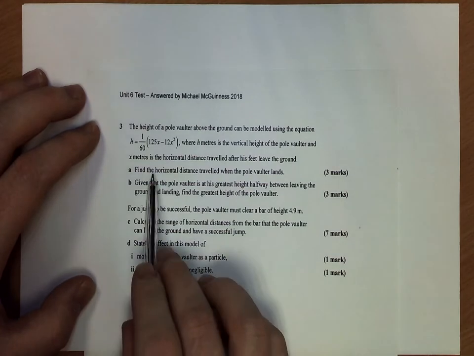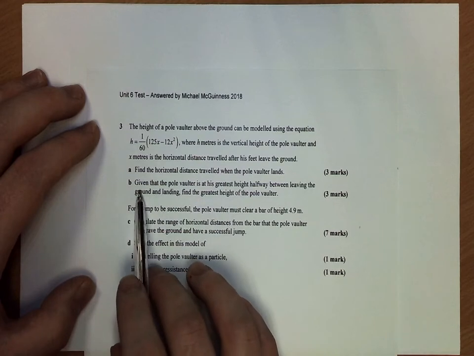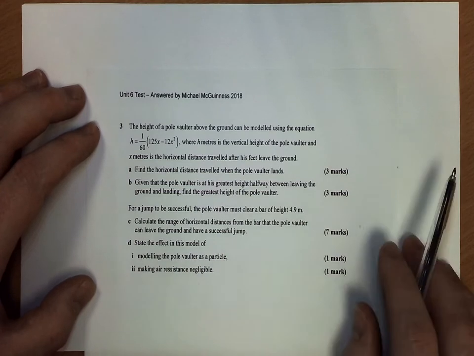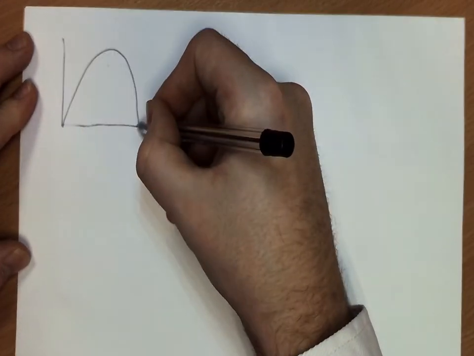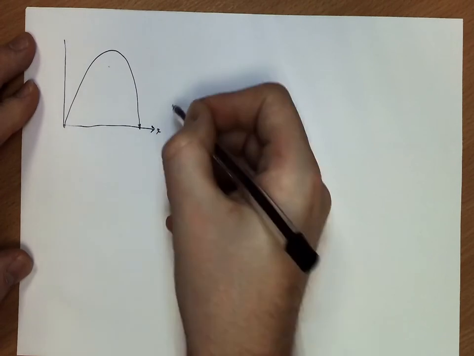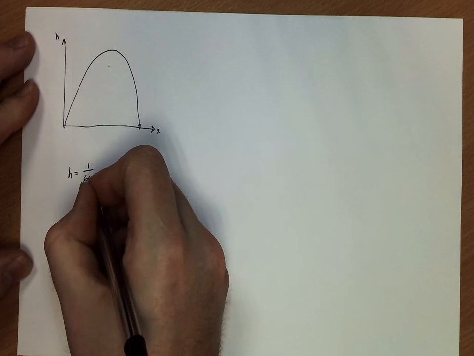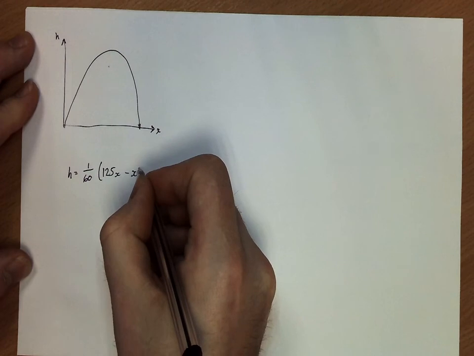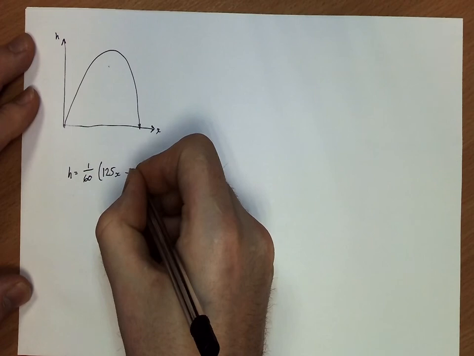So we want to find the horizontal distance for when the pole vaulter lands, and we are told, given the pole vaulter is at his greatest height halfway between leaving the ground and his landing, find the greatest height of the pole vaulter. So very similar to the usual questions, I'm going to draw a picture of what we have. So we have a pole vaulter doing something like this. We have our x-axis, we have our height, and we are told that h equals 1 over 60 (125x minus 12x squared). Let's put that in there.